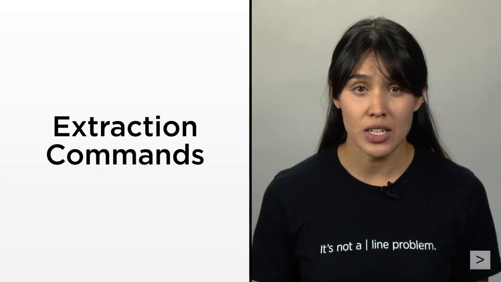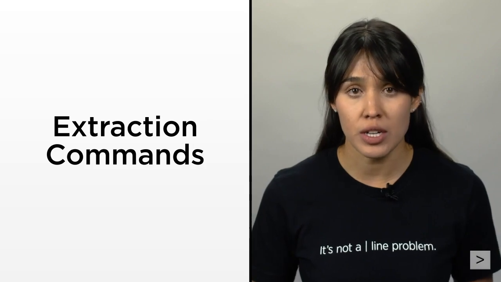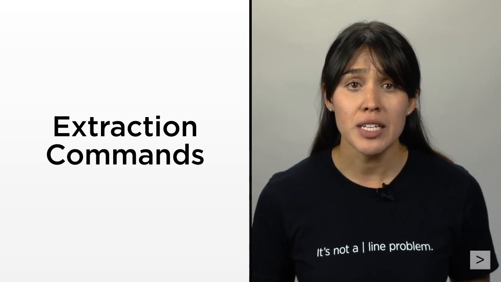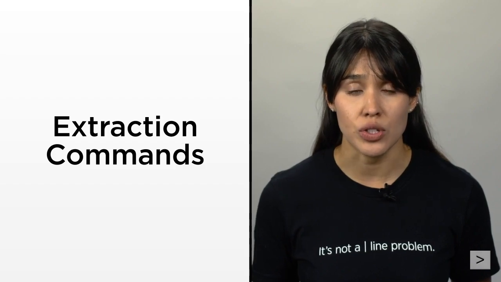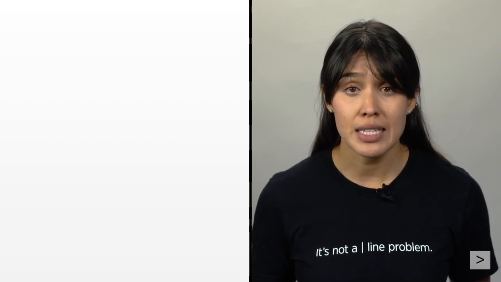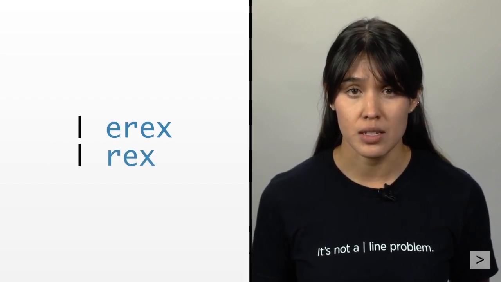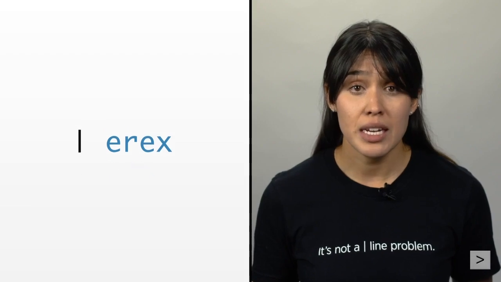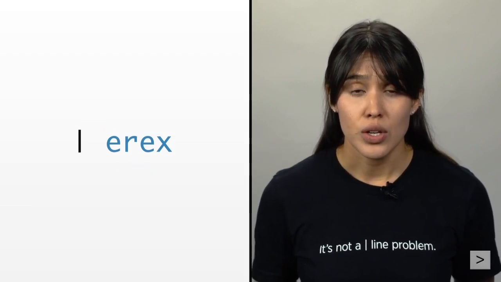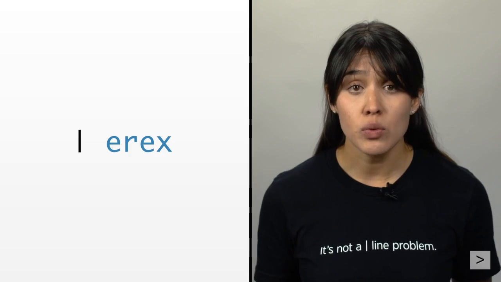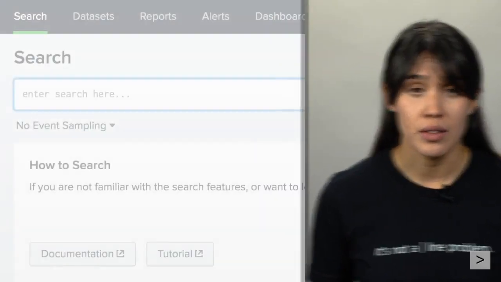While fields extracted with the field extractor are persistent across searches, there might be times where you want to extract values temporarily for the duration of a search. Splunk provides the erex and rex commands for this. The erex command is a lot like automatic field extraction in the field extractor. You give it a sample of values, and Splunk will try to extract what you want.